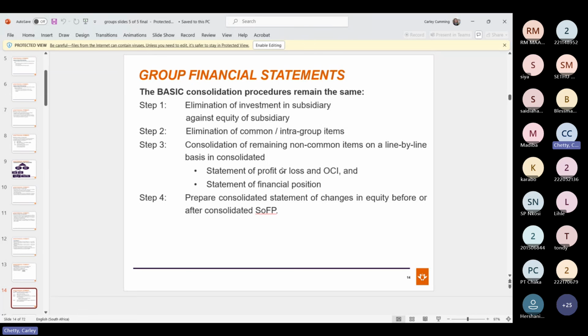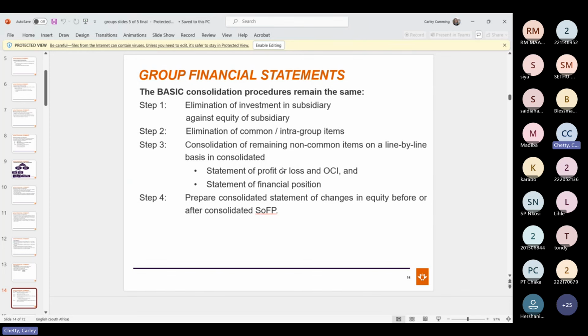But remember, we need to look at all of the calculations. So what happens to the rest of the consolidation procedure? The basic consolidation procedures remain the same. We're still going to eliminate the investment in the subsidiary against the equity of the subsidiary. Then we're still going to eliminate common or intragroup items like any dividends. And step three, we're going to do a consolidation of the remaining non-common items on a line-by-line basis in the consolidated statement of profit or loss and other comprehensive income and the consolidated statement of financial position.